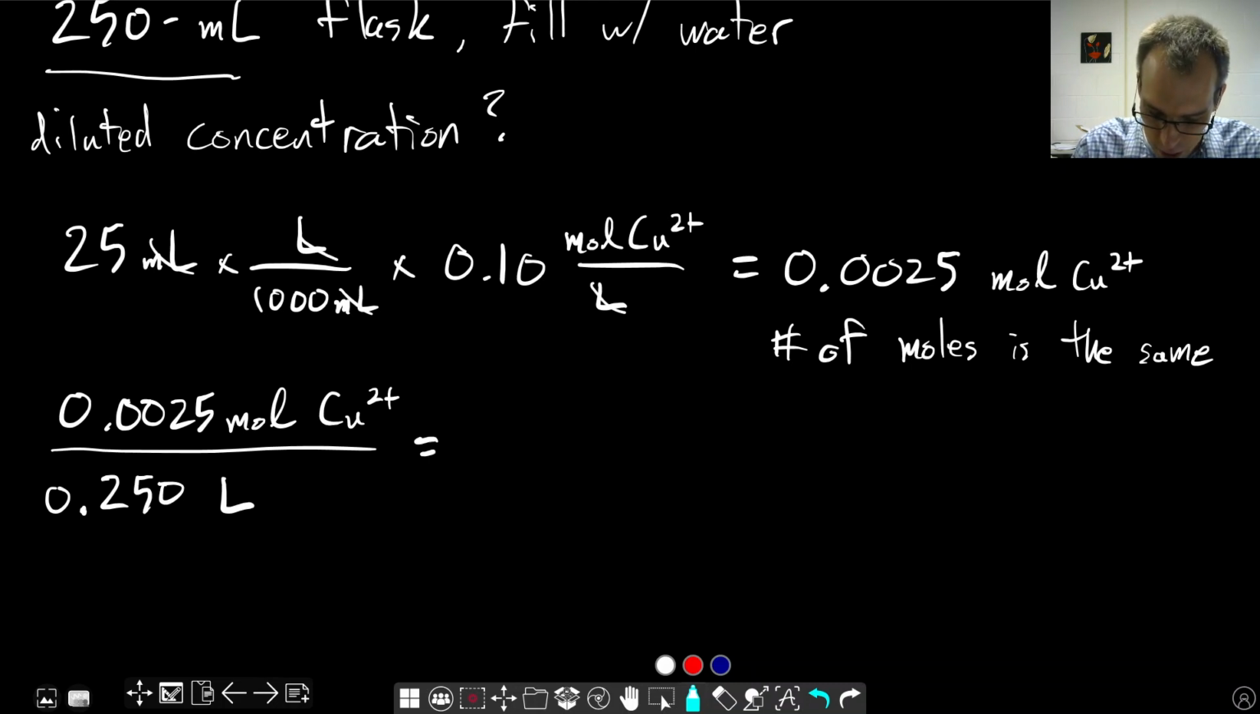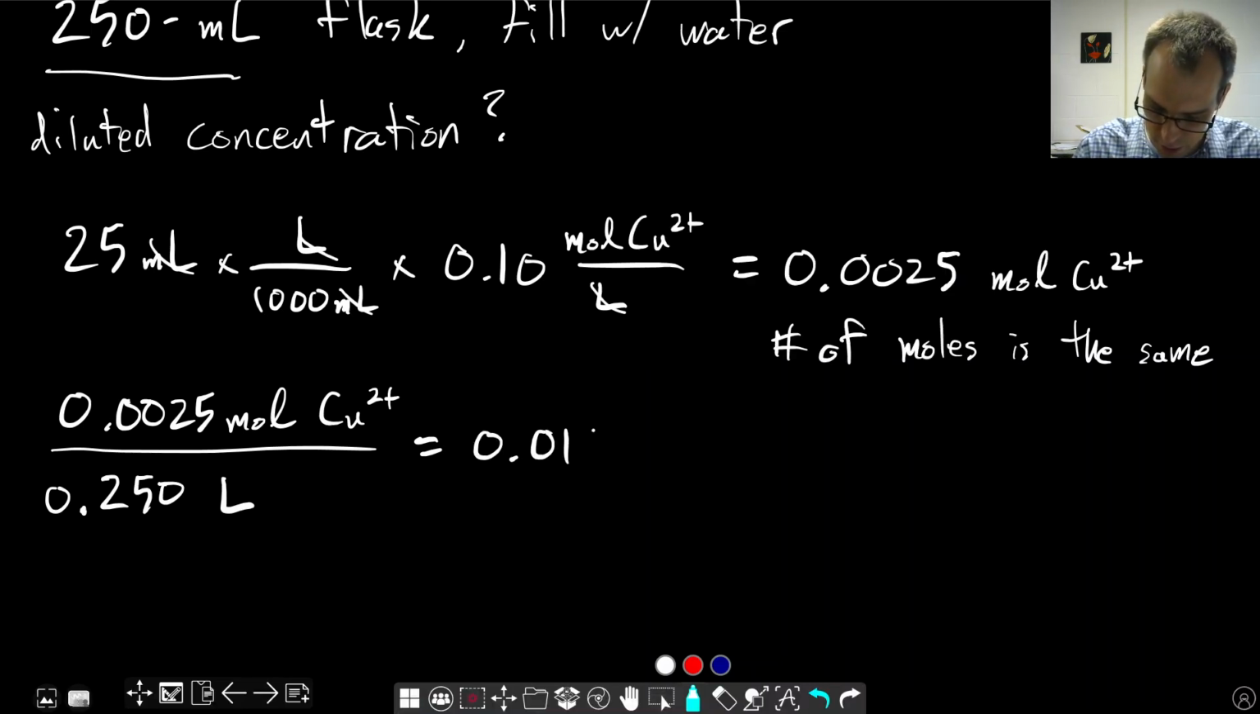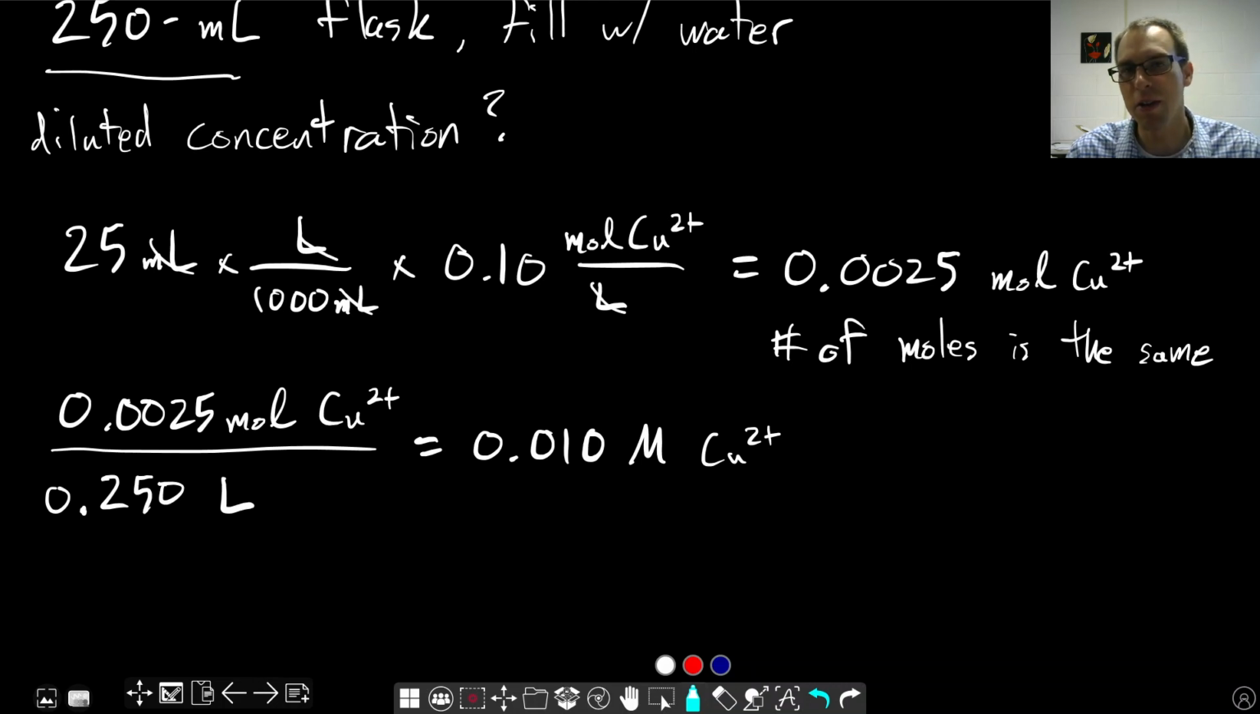You can double check me on that if you do that conversion from milliliters to liters, that's what you'll get. So if we go ahead and do this calculation, pull up the calculator again, have that same answer from there, divided by 0.25, we get 0.010 to keep the same number of sig figs, molar copper. So by transferring 25 milliliters of this and diluting it to a total volume of 250 milliliters, we decreased the concentration by 10 times. It went from 0.1 molar to 0.01 molar.